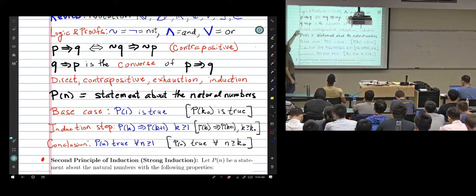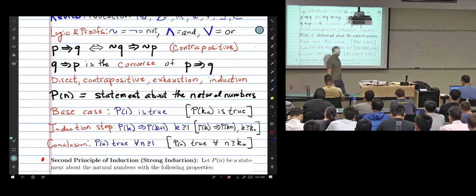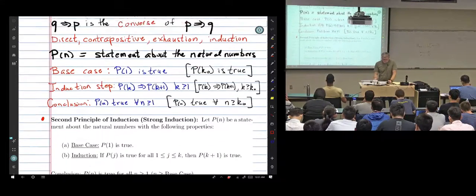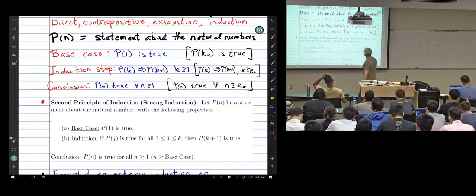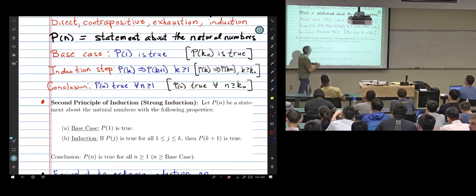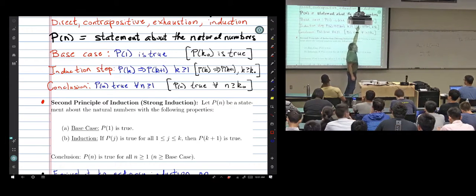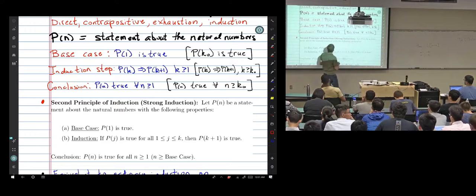And then we have different types of proofs: direct, contrapositive, exhaustion, induction, and we were working on strong induction when we left off. The key thing with induction is you have a statement about the natural numbers. Nominally, you can start at 1, but it doesn't matter. You can start at minus 406 and go forward. You can start at 209 and go forward. You can start at any base case you want.